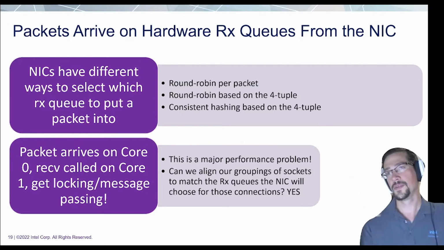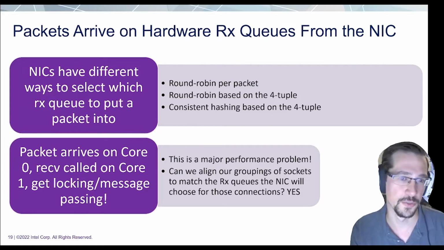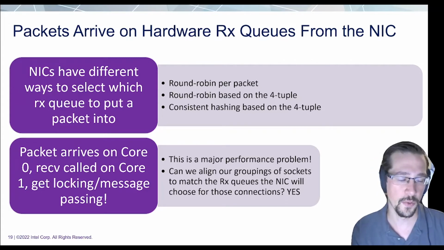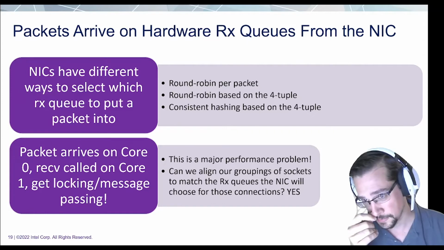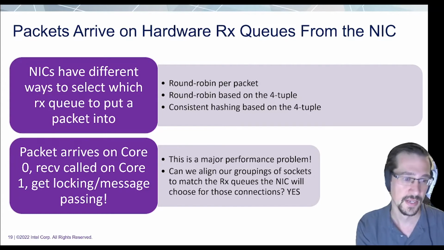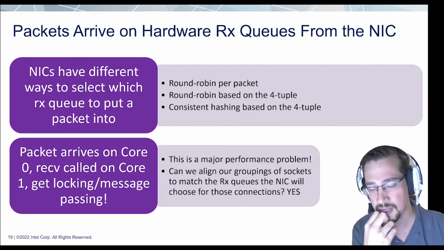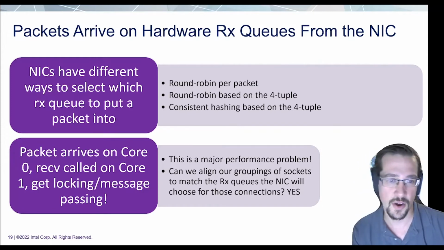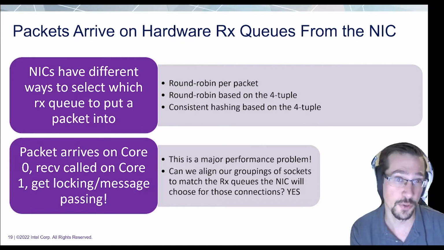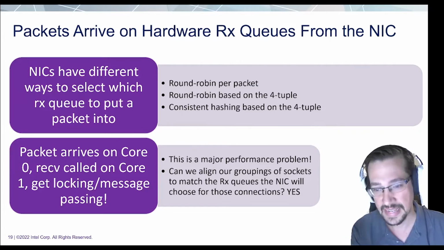So one observation is, if we had just known which RX queue our connection was on, we could call receive from only the core that RX queue is getting processed on. And then there's never any lock contention, we're on the same core. And things are really fast. And it eliminates these latency outliers. So the real question is, can we align our groupings of sockets so that all the sockets in the group happen to use the same RX queue? And the answer is yes, we can.